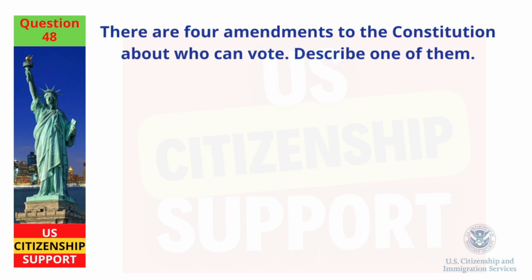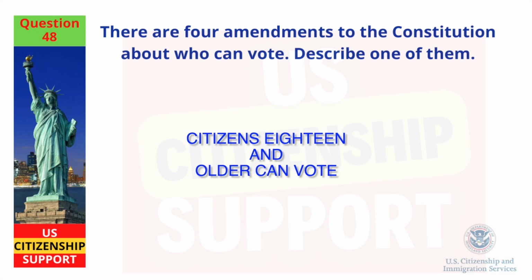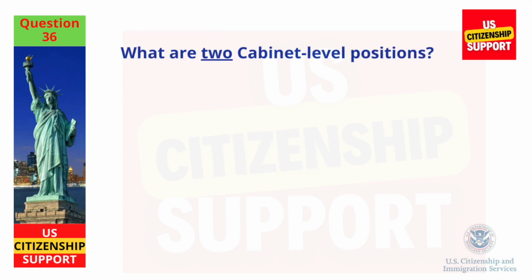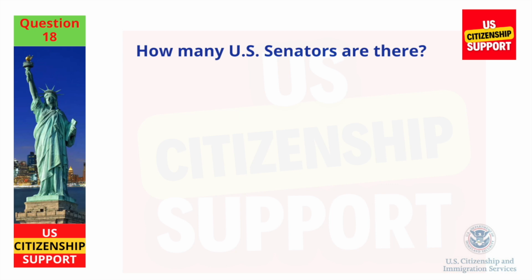There are four amendments to the Constitution about who can vote. Describe one of them. Citizens 18 and older can vote. What are two cabinet level positions? Secretary of Defense, Secretary of Education. How many US senators are there?